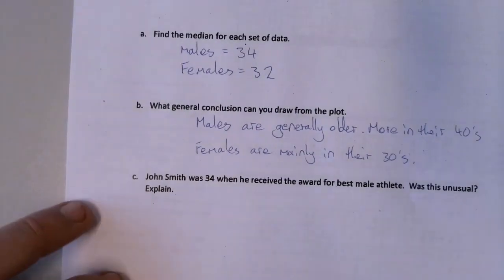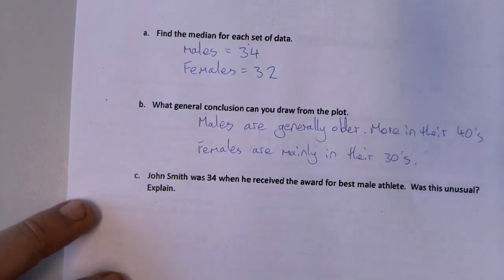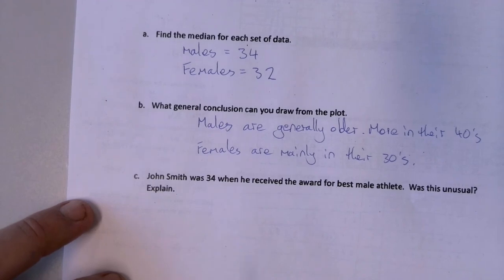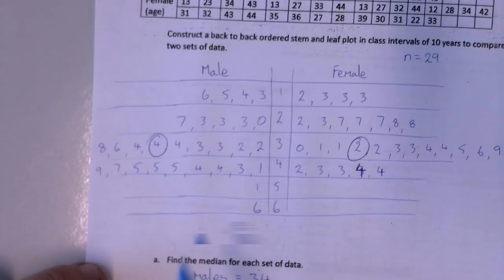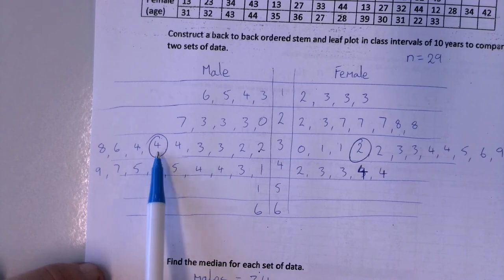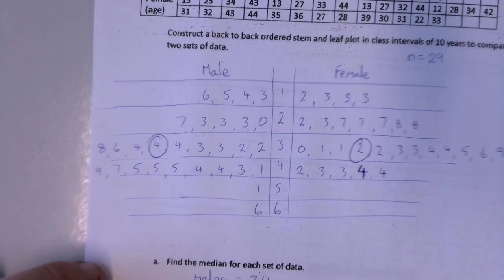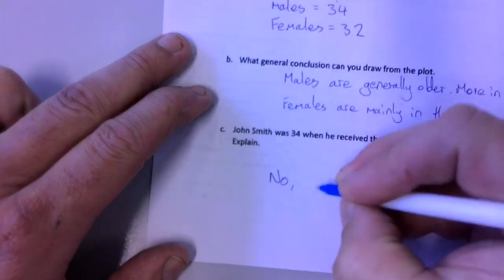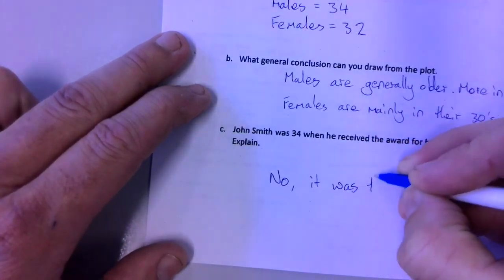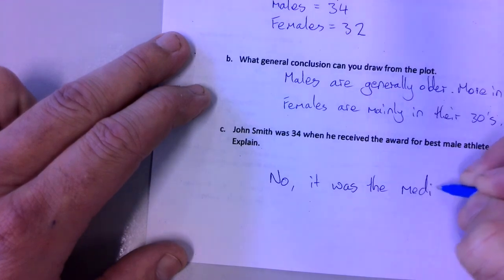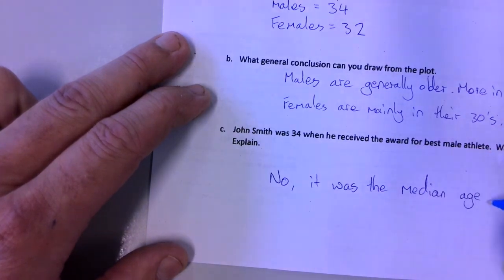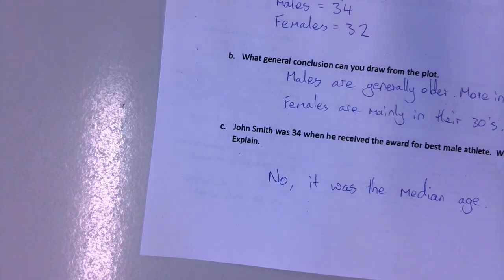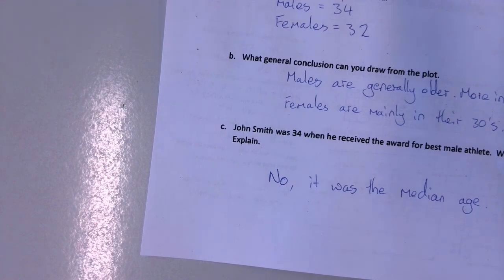All right. John Smith was 34 when he received the award for Best Male Athlete. Was this unusual? Well, looking at this data, no, I don't think that it's unusual. It was actually the median age, and there are several males who are aged 44. So, no, it was the median age. So you could actually argue that it had a central tendency of 34, so it's not surprising at all.